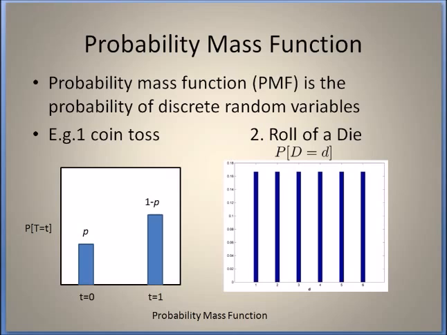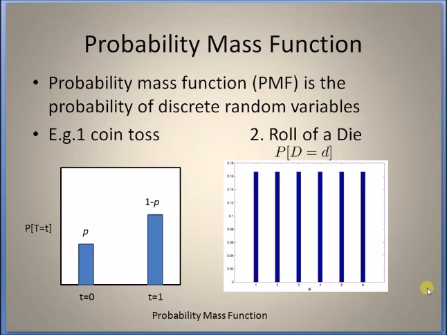Now let us look at the definition of probability mass function. The probability mass function is basically the probability assigned to discrete random variables. That is, it is the probability that a random variable is equal to one of the discrete realizations. For example, in a coin toss experiment, we have two possible outcomes.